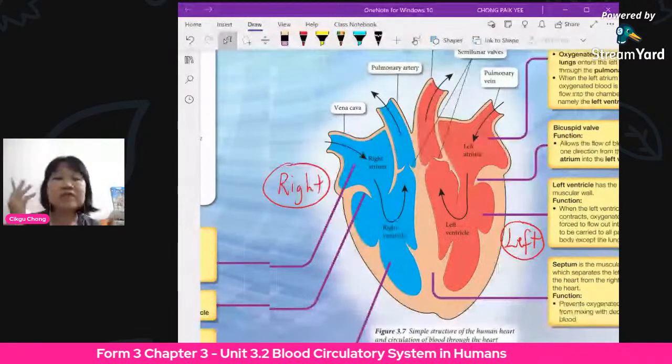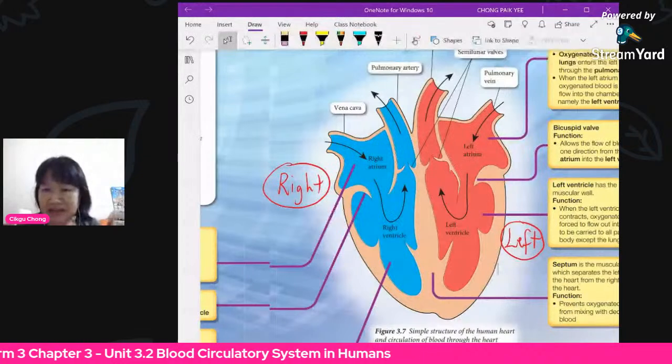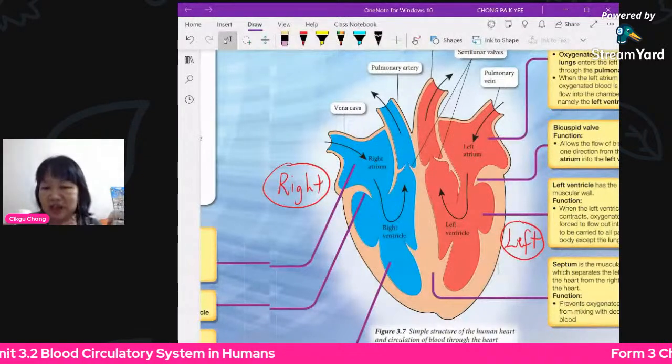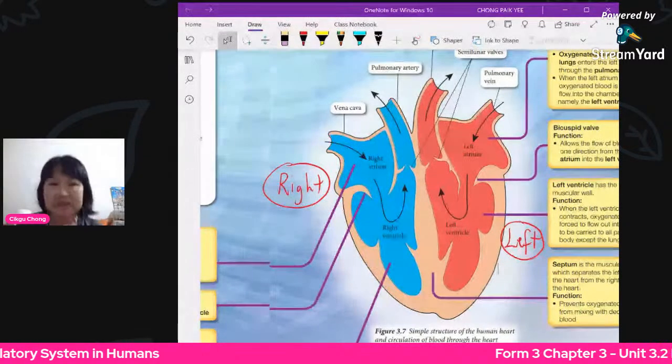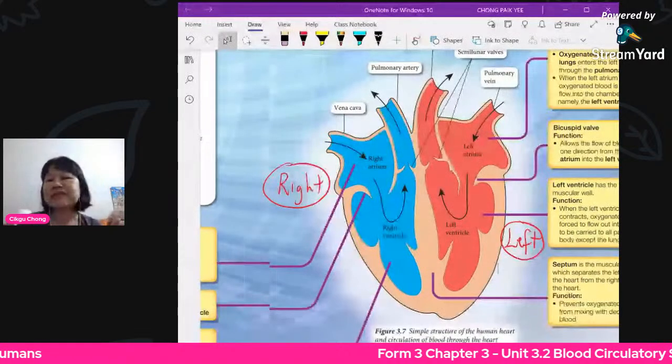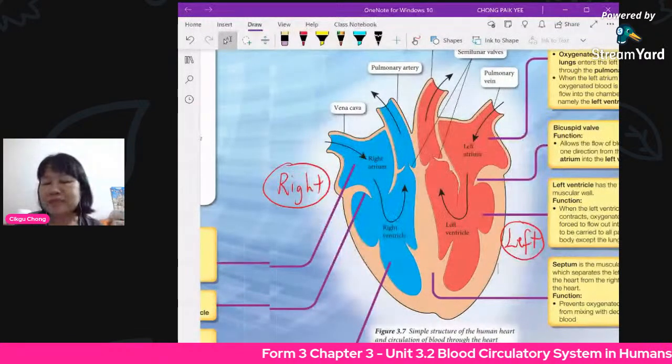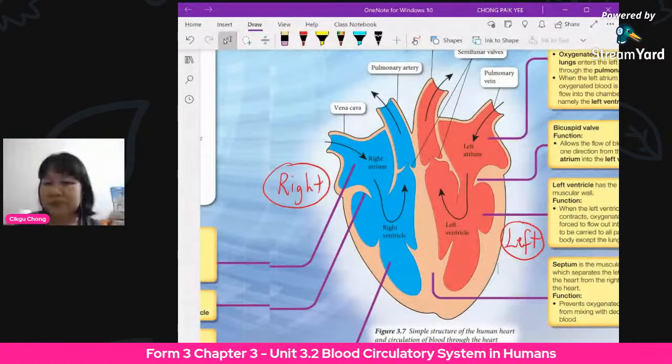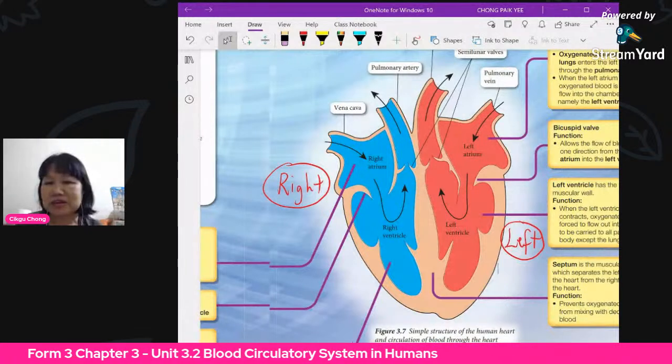Okay, now I have an answer here. Stella, Jiqi, the oxygenated blood for blue. Yes, you are right. Okay, so you see that. Now what about the red then? Anyone can type in what is the red for? Why do you always have a color code? Yes, Patricia, red is oxygenated blood.